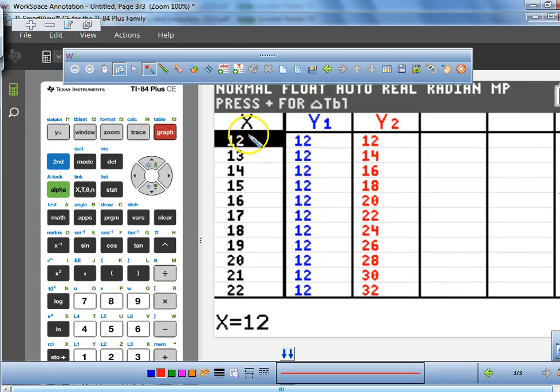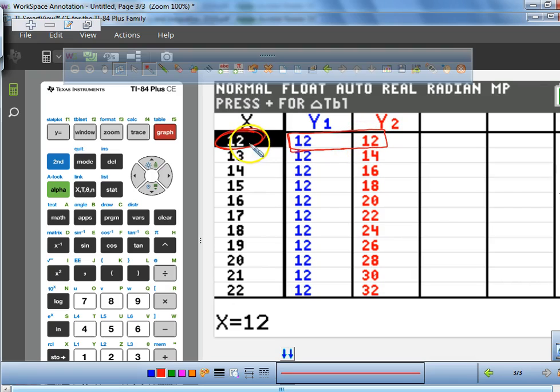Now, what do you guys notice about when x is 12? What is y equal to in both circumstances? 12. Whenever your y values are the same, that means they share the same coordinate. That is the solution. If there were two linear functions, the solution would be at 12, 12. This is the value for x that makes it work.